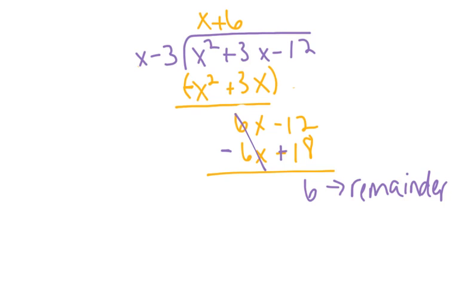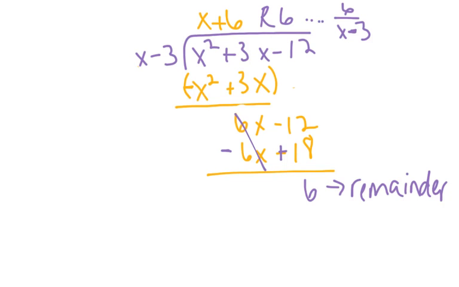Okay, so x plus 6, remainder 6. You could also write it as, I prefer this way, but the book uses the capital R. I like to write it as 6 as a fraction, 6 over x minus 3. Either one works, whichever you prefer. And there's our solution.